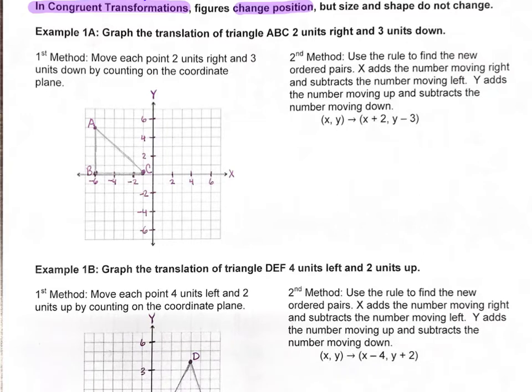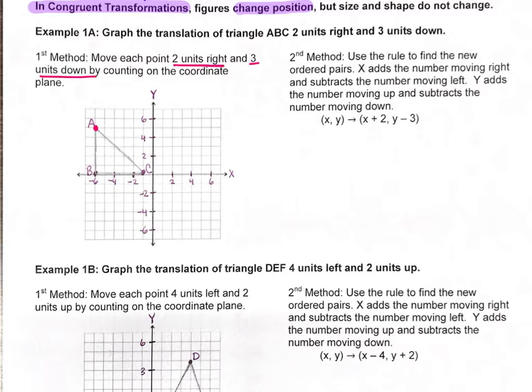In example 1a, we're going to graph the translation of triangle ABC, 2 units right and 3 units down. We have two methods we could use to figure this out. One is we could actually use the coordinate plane and slide this triangle 2 units right and 3 units down. So we're going to try that method first. We're going to take each point and we're going to go 2 units right and 3 units down.